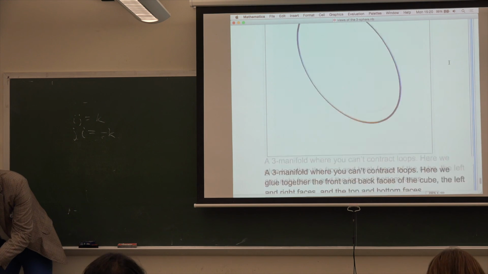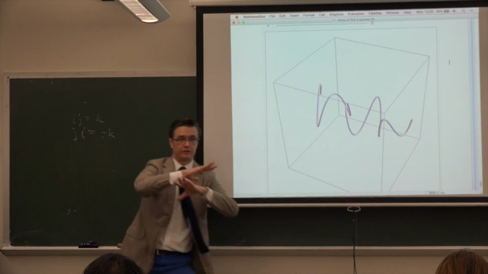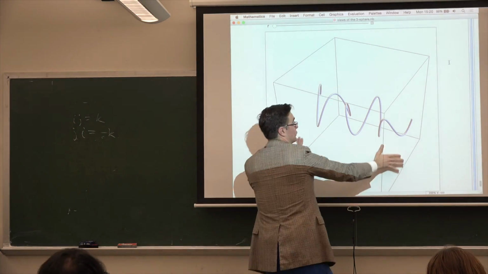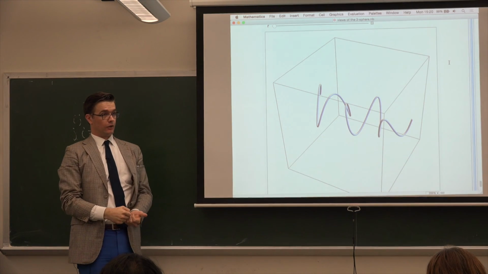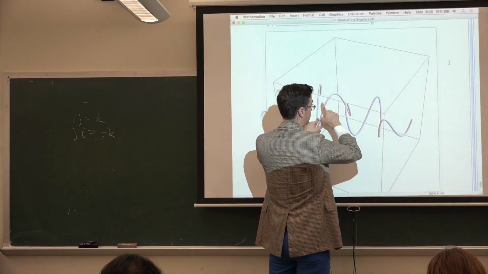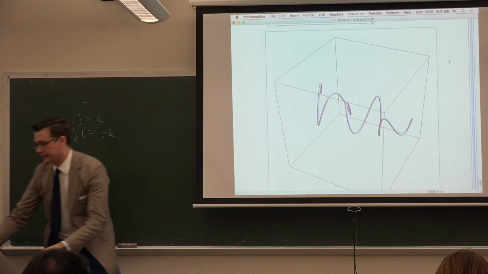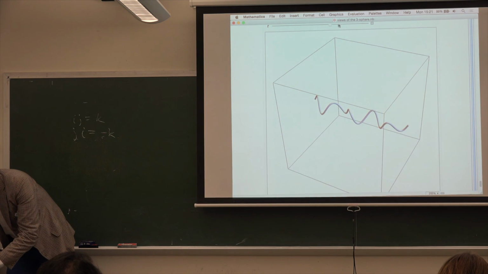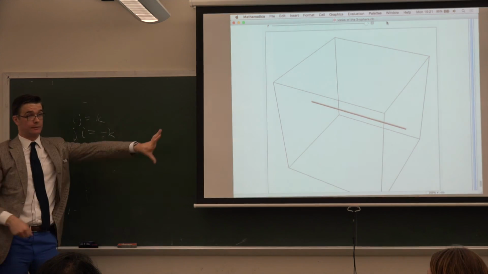So here's an example of a different three-manifold that doesn't have this property. Just like before, to get the torus, I took the square and glued the sides together. I can take the cube and glue the left and the right and the front and the back and the top and the bottom together, again in a way that's really kind of hard to visualize with three-dimensional eyes. And then this curve is actually a loop, right? This point is glued to this point. This is a loop, and I can do this business of straightening it out, but I can't contract it down to a point. That's the best I can do.